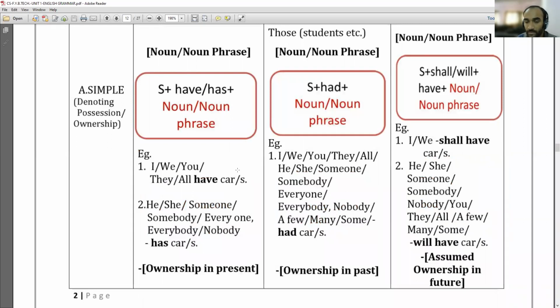ओके, सो इन द प्रेझेंट टेन्स I haven't any car. Okay, but in the past I had a car, माझ्याकडे कार होती, or I did not have a car. Okay, असं आपण म्हणू शकतो in the past. And for any subject, I, we, you, he, she, it, they, someone, somebody, we have to use had only. hadच वापरायचं फक्त.